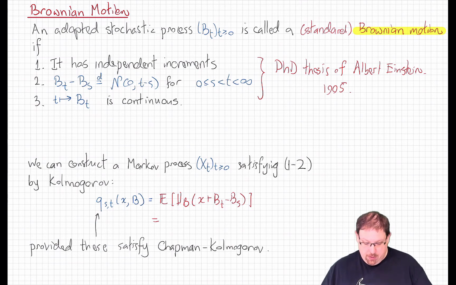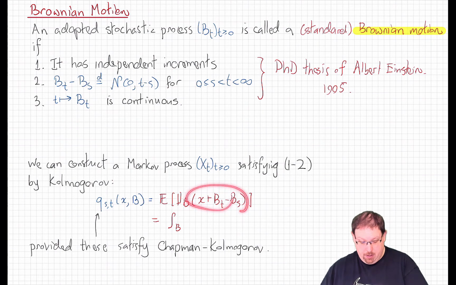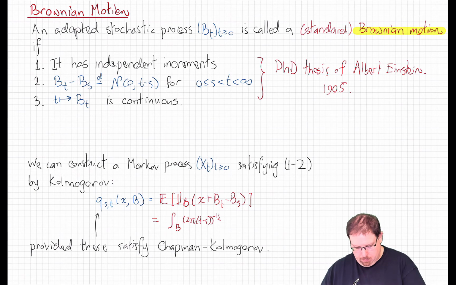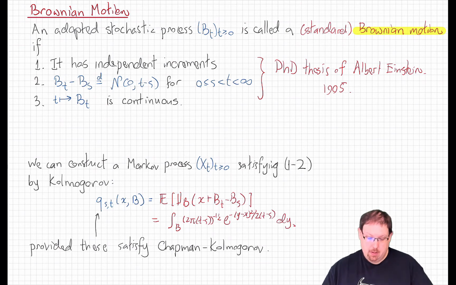First of all, let's write out what this expectation is. From property 2, together with 1, which we've now incorporated, that means that this is the integral over the Borel set B of the Gaussian density of variance t minus s and mean x. That's what this random variable is. So we can write out that density. Like so. So to construct a Markov process satisfying properties 1 and 2, it suffices to show that these are Markov transition kernels, that they satisfy the Chapman-Kolmogorov equations.